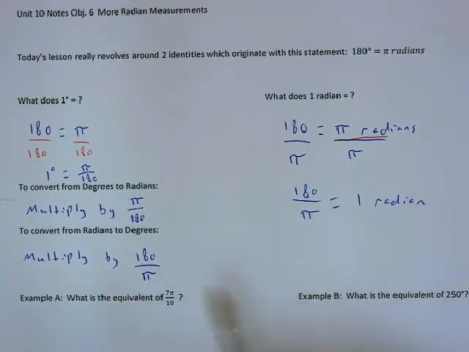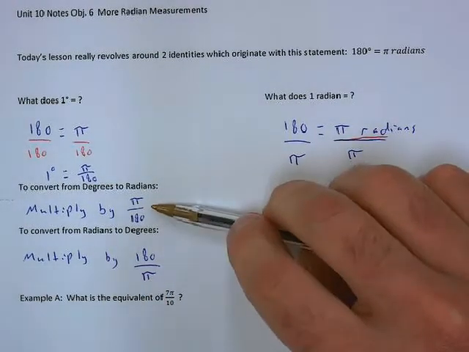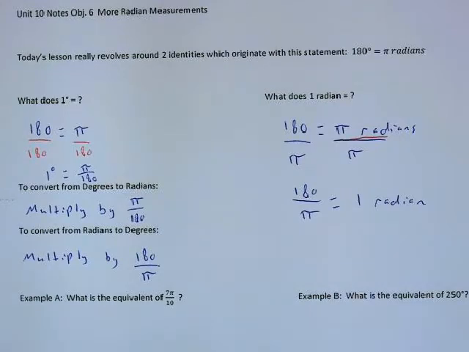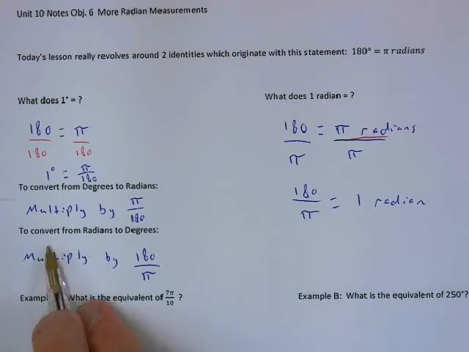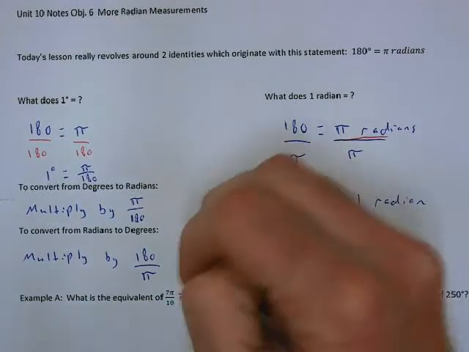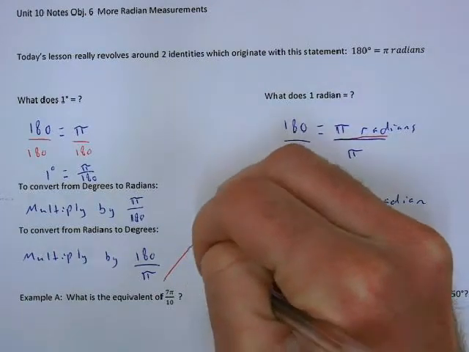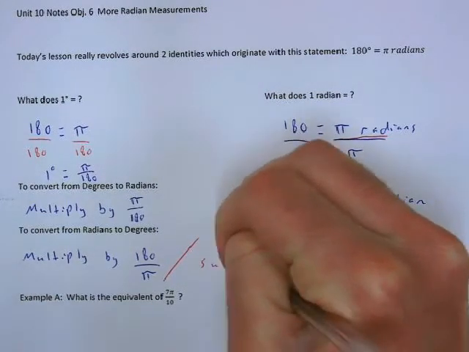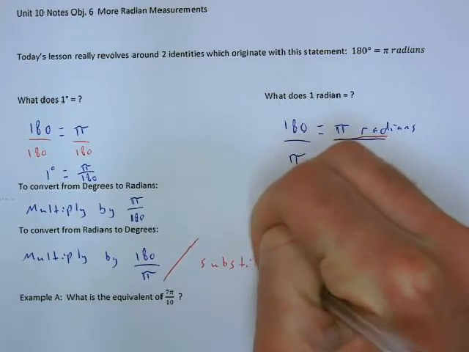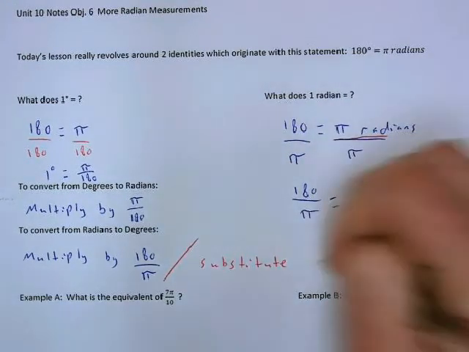Do I want it to cancel? So do I need to put one on the bottom to cancel with what I already have? Or do I need to introduce pi to my numerator and multiply by pi over 180? Okay, now, these will both work. Probably an easier method for converting from radians to degrees, though. So I'm going to put a slash because you can do either one. Just substitute 180 for pi.